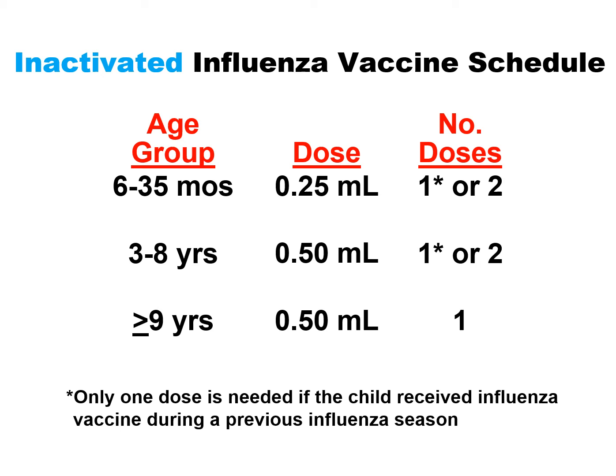Influenza vaccine schedule. Age group from 6 to 35 months: dose is a quarter of a milliliter, 1 or 2 doses. 3 to 8 years: half a milliliter, 1 or 2 doses. More than 9 years: half a milliliter, 1 dose only.